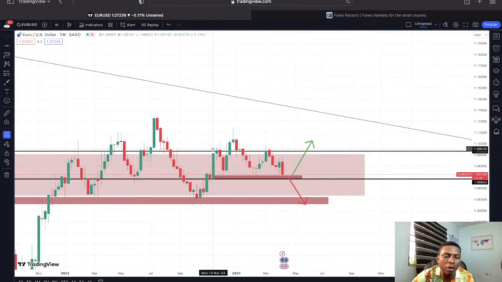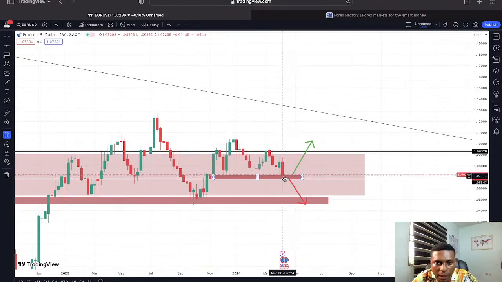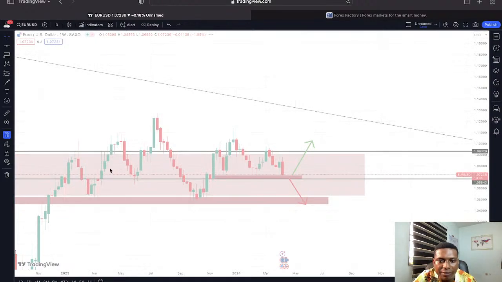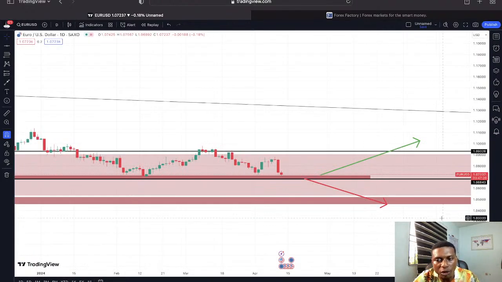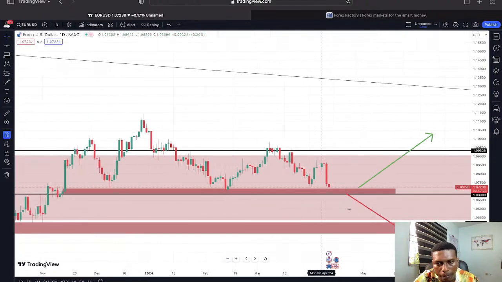Now that we've been able to establish that on the weekly time frame, price is currently seated at a support zone, with a higher probability of upward momentum, let's go down to the daily time frame to see the potentials at this level.